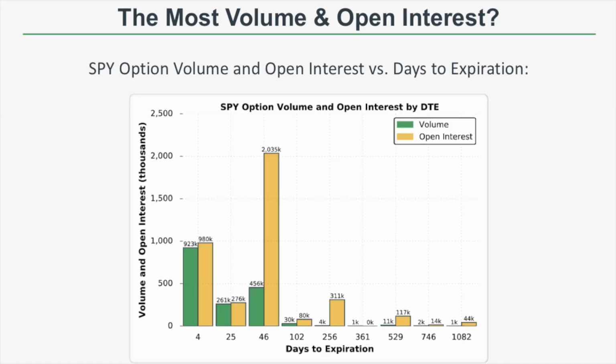Now it's important to note that the 4-day and the 46-day cycles are the standard monthly cycles, and those cycles have the most open interest and volume combination. So when you're trading any product, understand that the first 2 standard monthly expiration cycles will tend to have the most volume and the most open interest.